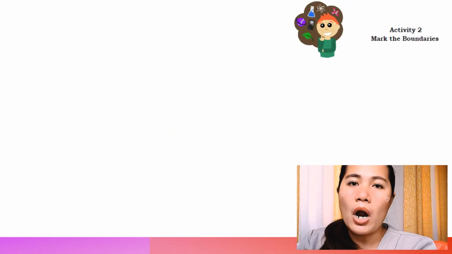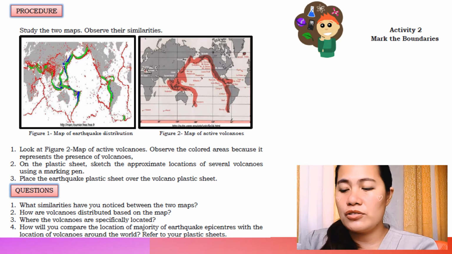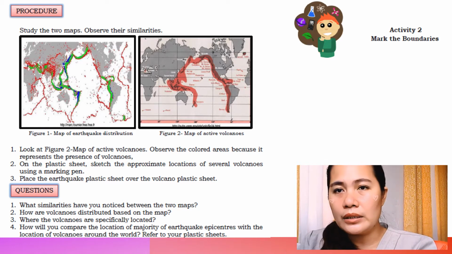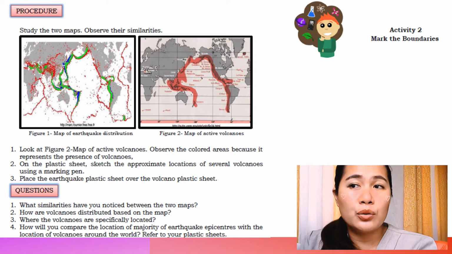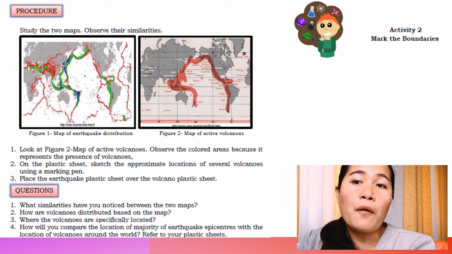Next, activity number 2, entitled Mark the Boundaries. What are you going to do? You will simply have to compare 2 maps. The first map is a map of an earthquake distribution, where earthquakes are usually happening around the world. And the second map is a map showing the most active volcanoes around the world. So you simply have to look at the 2 maps and observe the colored areas, the ones with the dots. And then you answer 4 questions.